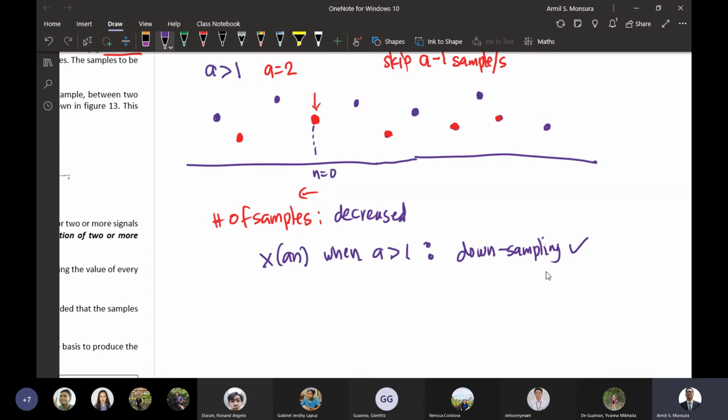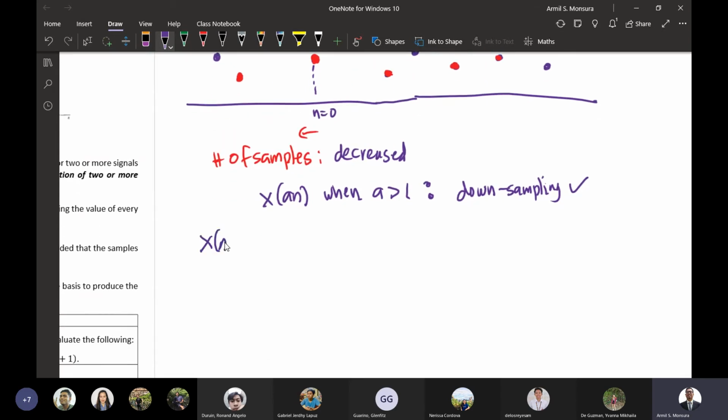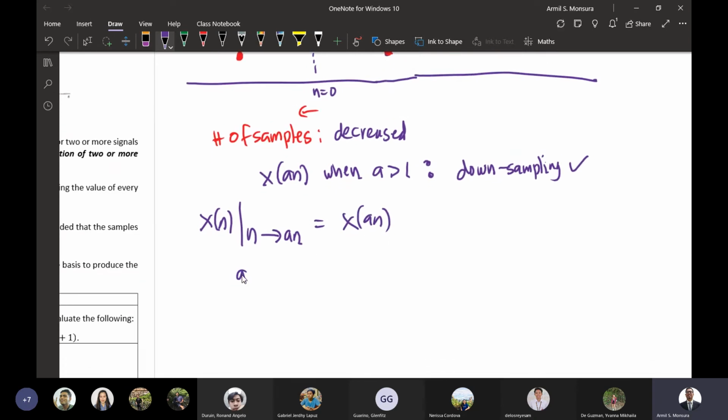Okay? As opposed naman sa operation for x of n, when n is replaced by an, pero this time, yung a natin is between 0 and 1. So, ibig sabihin, fractional number siya, no? Okay? Naintindihan ba yun?